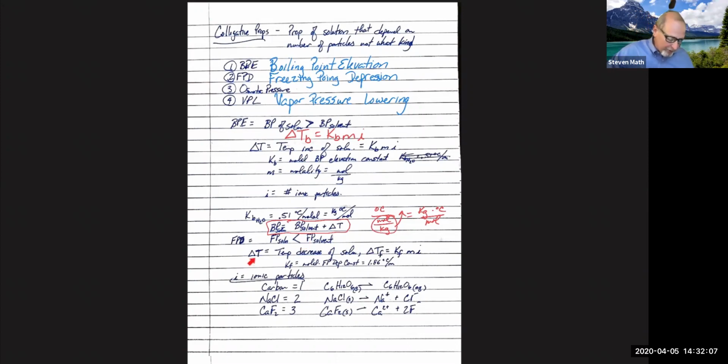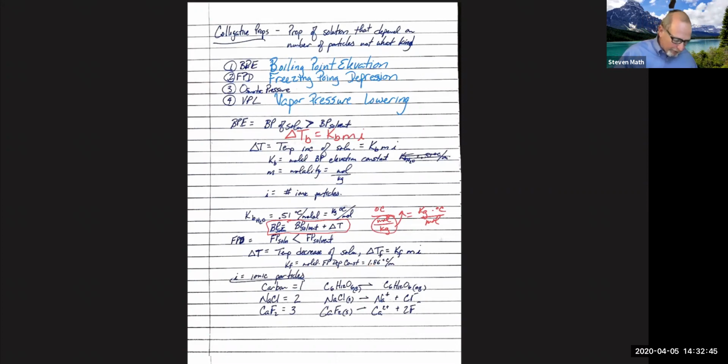Okay, delta T is calculated the same way, just be careful. We've got delta T, Kf, m, i. Now we just have to watch out. That Kf is going to be a different value than the Kb. It's going to have a lot more of an effect on the freezing point than it will on the boiling point. So the freezing point depression constant of water is almost 2 degrees per molal. So it has a big effect: adding some solute to the solution really brings that freezing point temperature down.